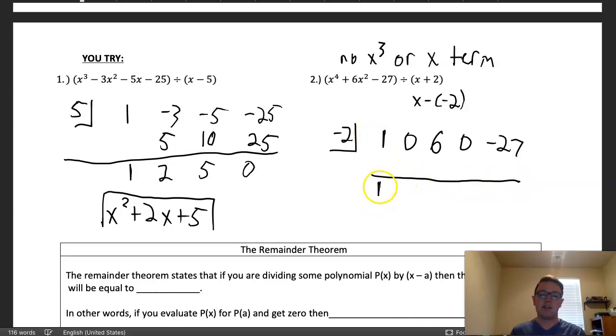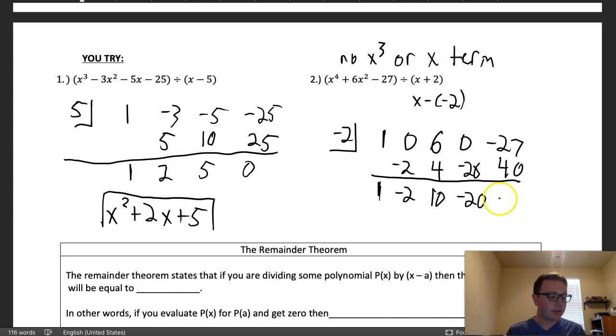We bring down the first coefficient. Negative 2 times 1 is going to give us negative 2. Add those together to get negative 2. Negative 2 times negative 2 is going to be positive 4, so those will add together to 10. 10 times negative 2 is going to give us negative 20. And so negative 20 times negative 2 is going to give us 40, meaning our solution is going to be 40 minus 27. That's going to be 13.